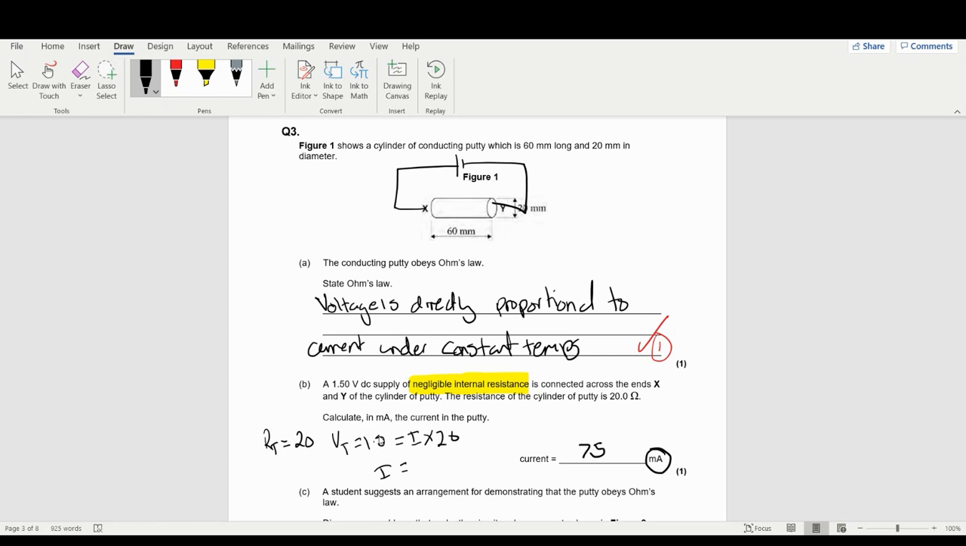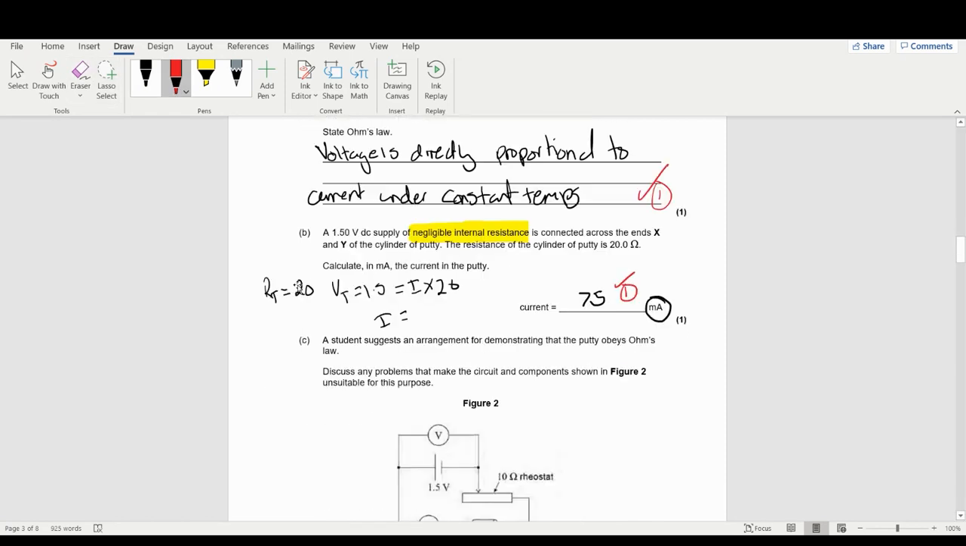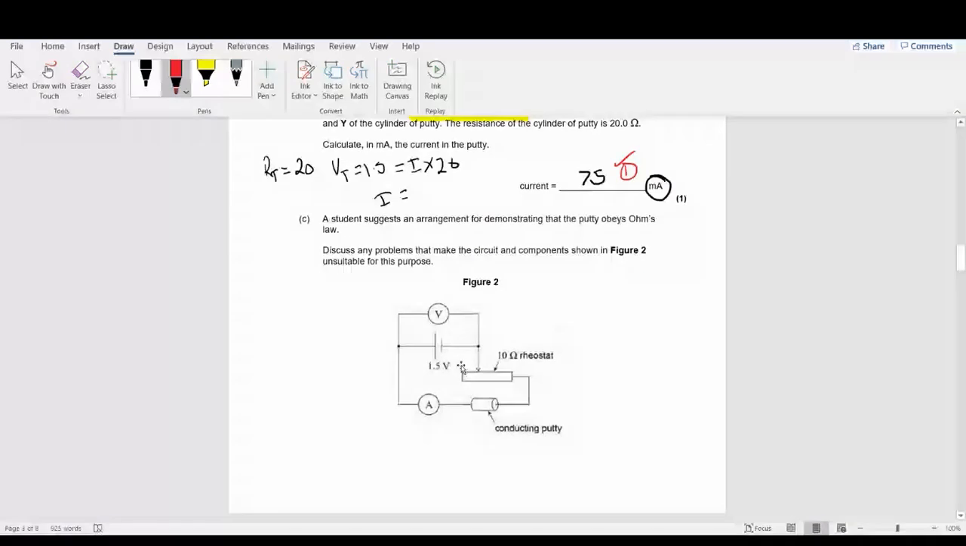Okay, I did see some students write 0.0075. Please make a check of those units, and that there itself is worth 1 mark. Okay, the students suggest this arrangement. Ooh, that's horrible. But they instead suggest this arrangement for demonstrating Ohm's law. Discuss any problems that you make with the circuit.